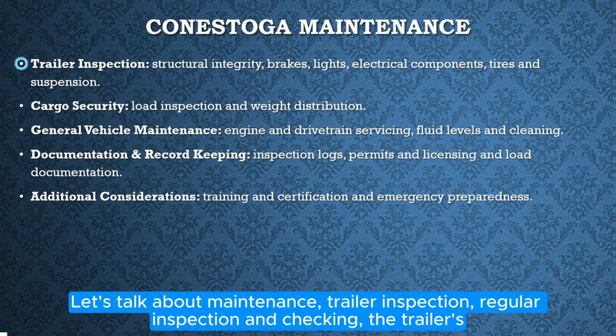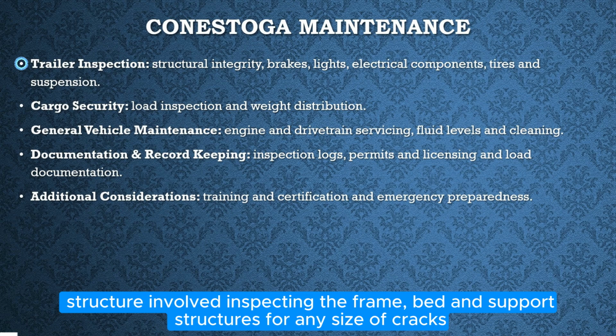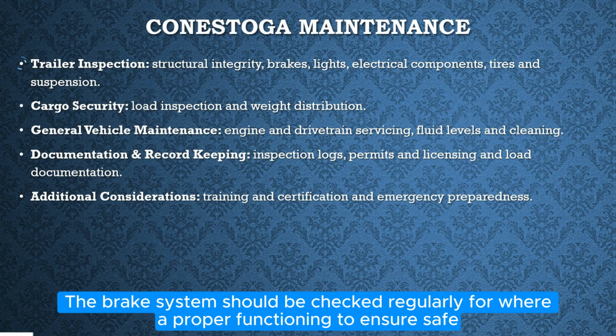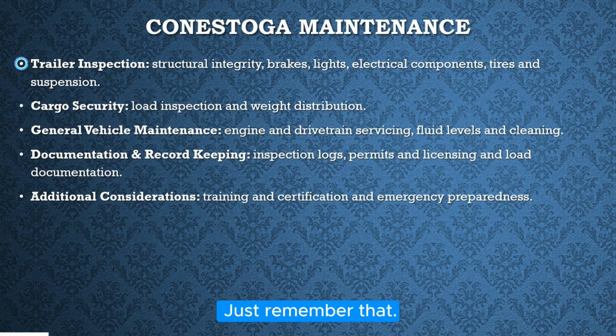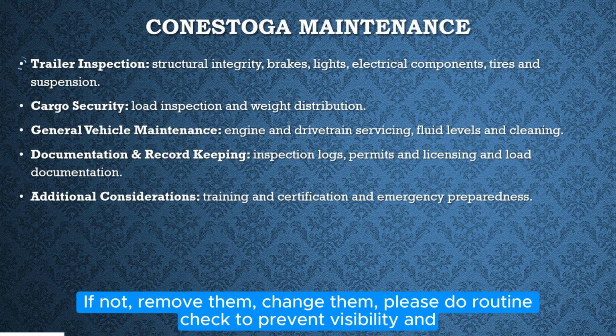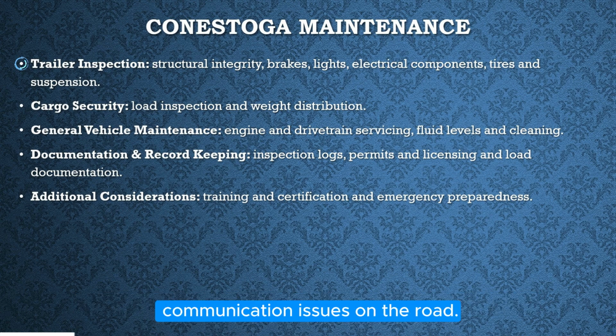Conestoga maintenance, trailer inspection. Regular inspection of the trailer's structure involves inspecting the frame, bed, and support structures for any signs of cracks, rust, or other damage. The brake system should be checked regularly for wear and proper functioning to ensure safe stopping power. Just remember that. All lights, signals, and electrical systems must be operational, obviously. If not, remove them, change them. Please do routine checks to prevent visibility and communication issues on the road.